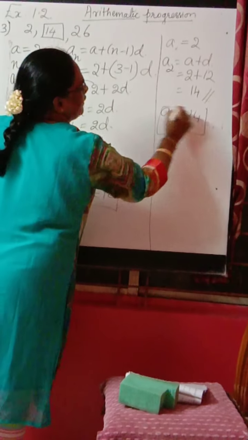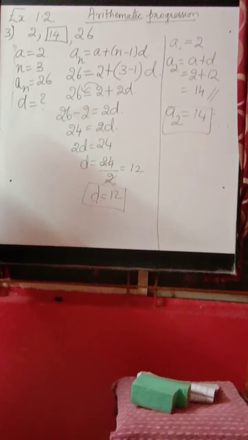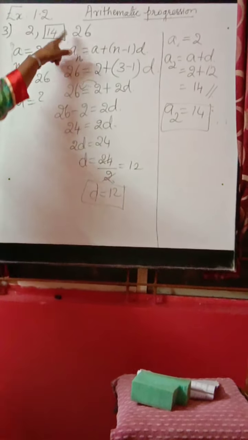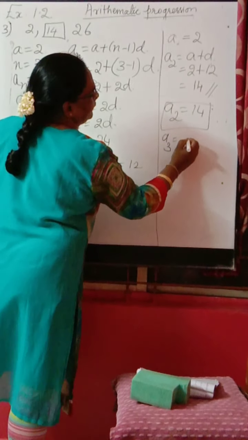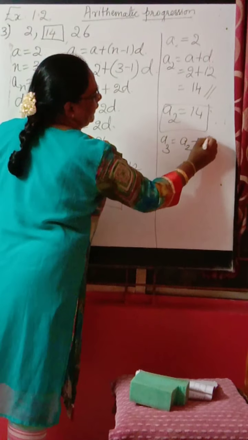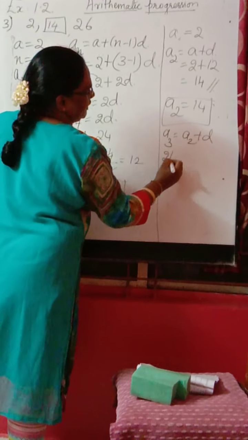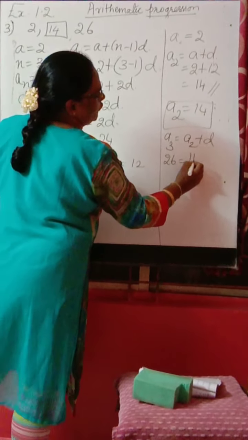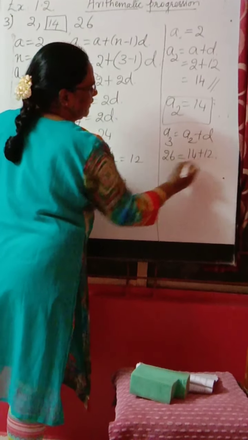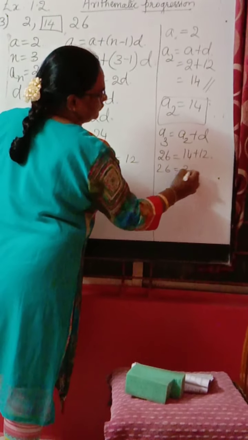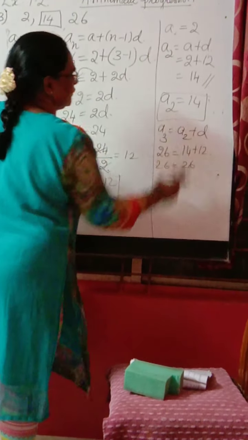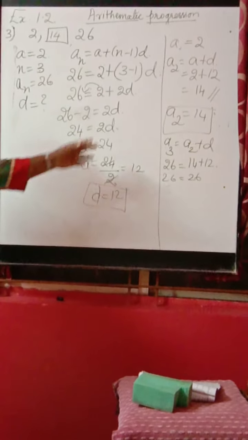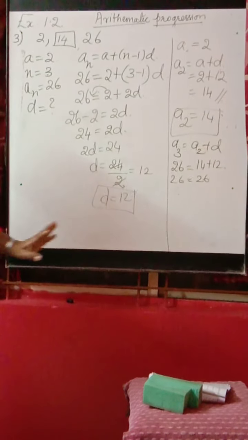Now you check. For A2, if you add D, you should get the third term. A3 is obtained by adding D to A2. A3 is given, 26. A2 means 14. 14 plus difference is 26. Check it out now. Both the sides you are getting correct. Therefore, difference is 12 and second term is 14.